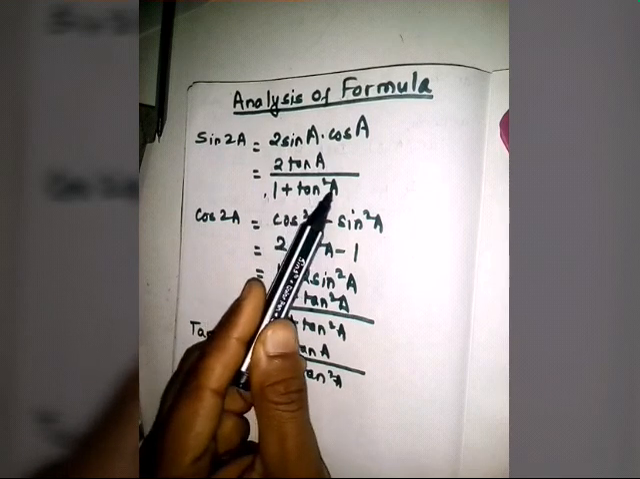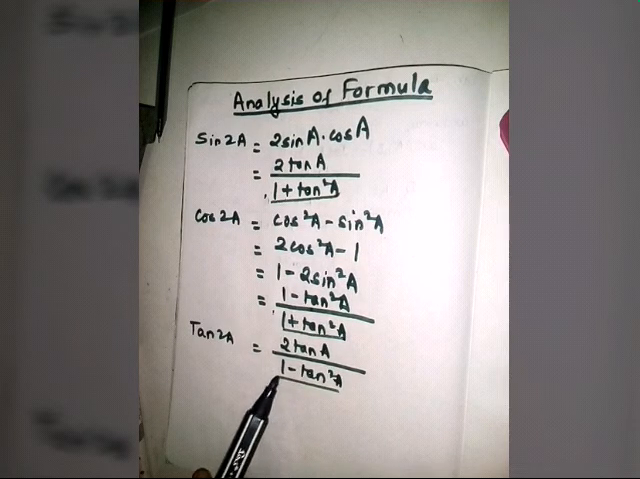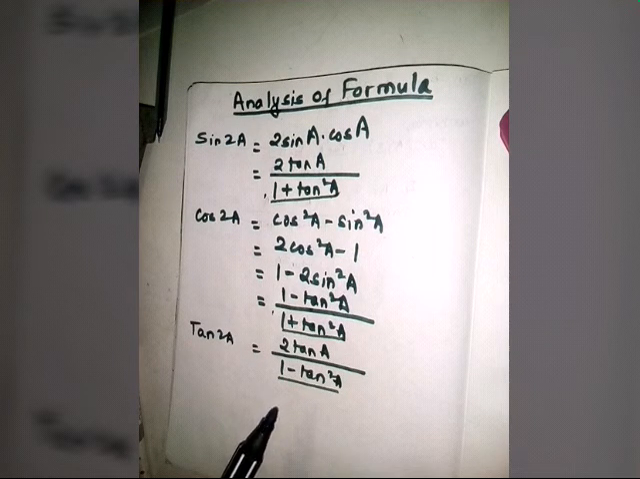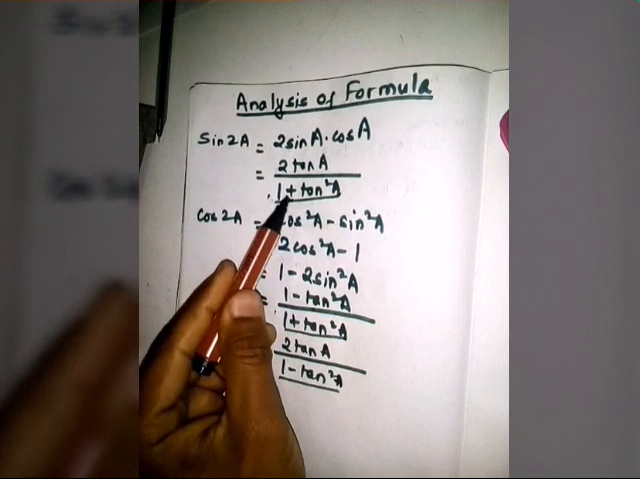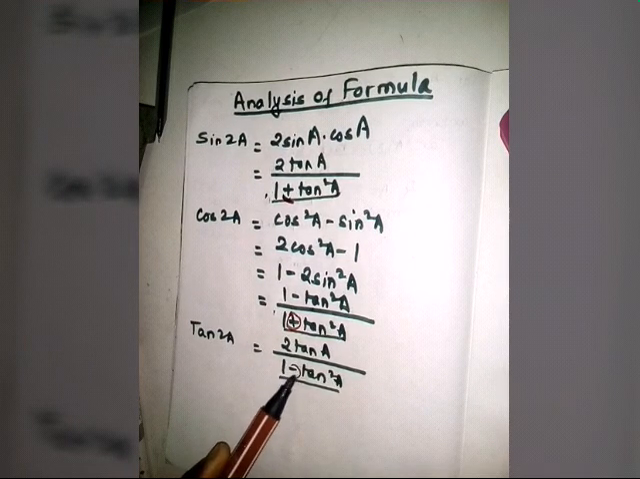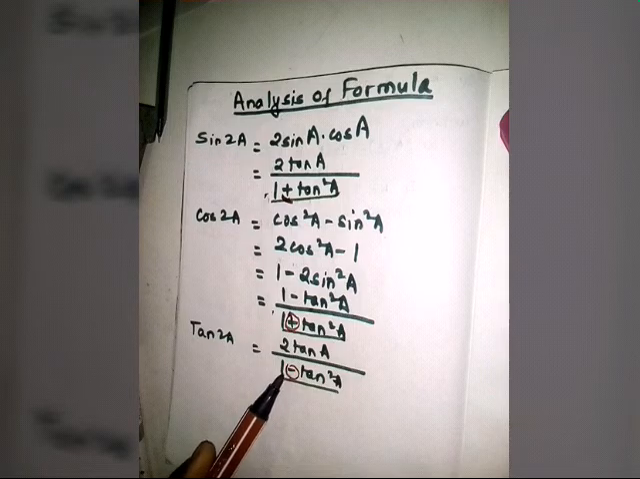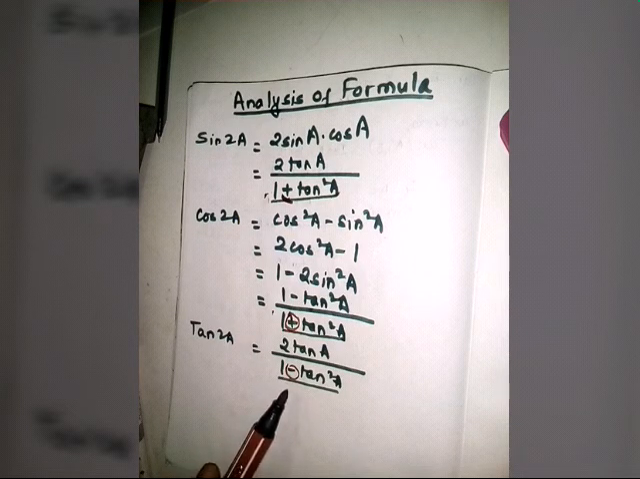Now if you see the denominator over here and over here, what difference can we find? Both sin 2A and cos 2A have a plus over here and over here, but in terms of tan there is a minus. The terms are the same but only the sign is different. And one must never forget, in terms of tan there will be a minus.